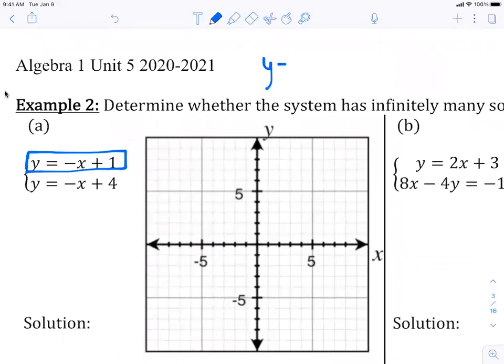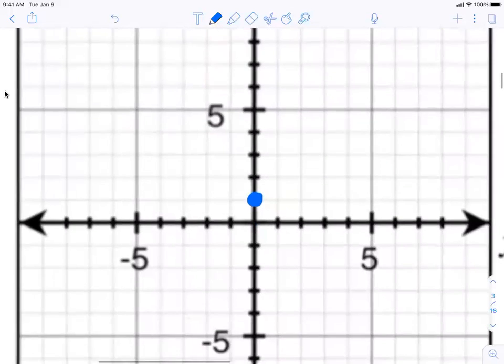Remember, to graph any line, we have to make sure we're in slope-intercept form first. So is y alone in this one? Yeah, it totally is. That means I can graph. My y-intercept is going to be up at 1, and I'm going to plot that point. Then my slope, the number in front of x, is -1 over 1. So I'm going to take turns going down 1, right 1.